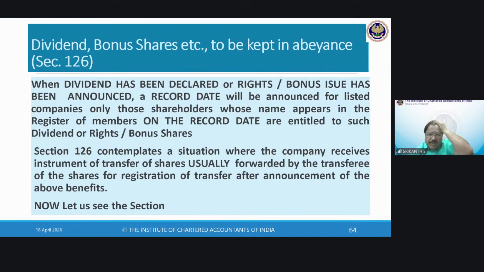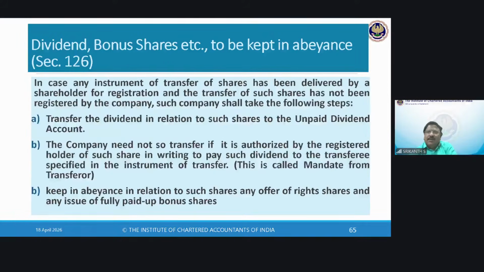Okay, where there is a dispute. In those cases, in case any instrument of transfer of shares has been delivered by a shareholder for registration and the transfer of shares had not been registered by the company, such company shall take the following steps. So transfer the dividend in relation to such shares to the unpaid dividend account. The company need not so transfer if it is authorized by the registered holder of such share in writing to pay such dividend to the transferee. This is called mandate form or mandate from transferor.